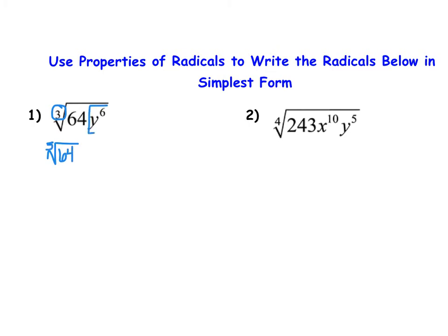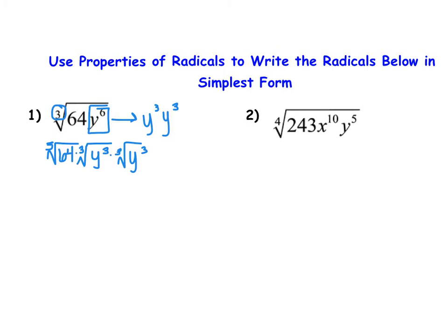And then I'm going to take this y to the 6 and rewrite it as y to the power of 3 times y to the power of 3. Because remember, when we have common bases, we add exponents. So I can split it up, basically using that property backwards. And then I can write this as the cubed root of y to the power of 3, and then the cubed root of y to the power of 3.